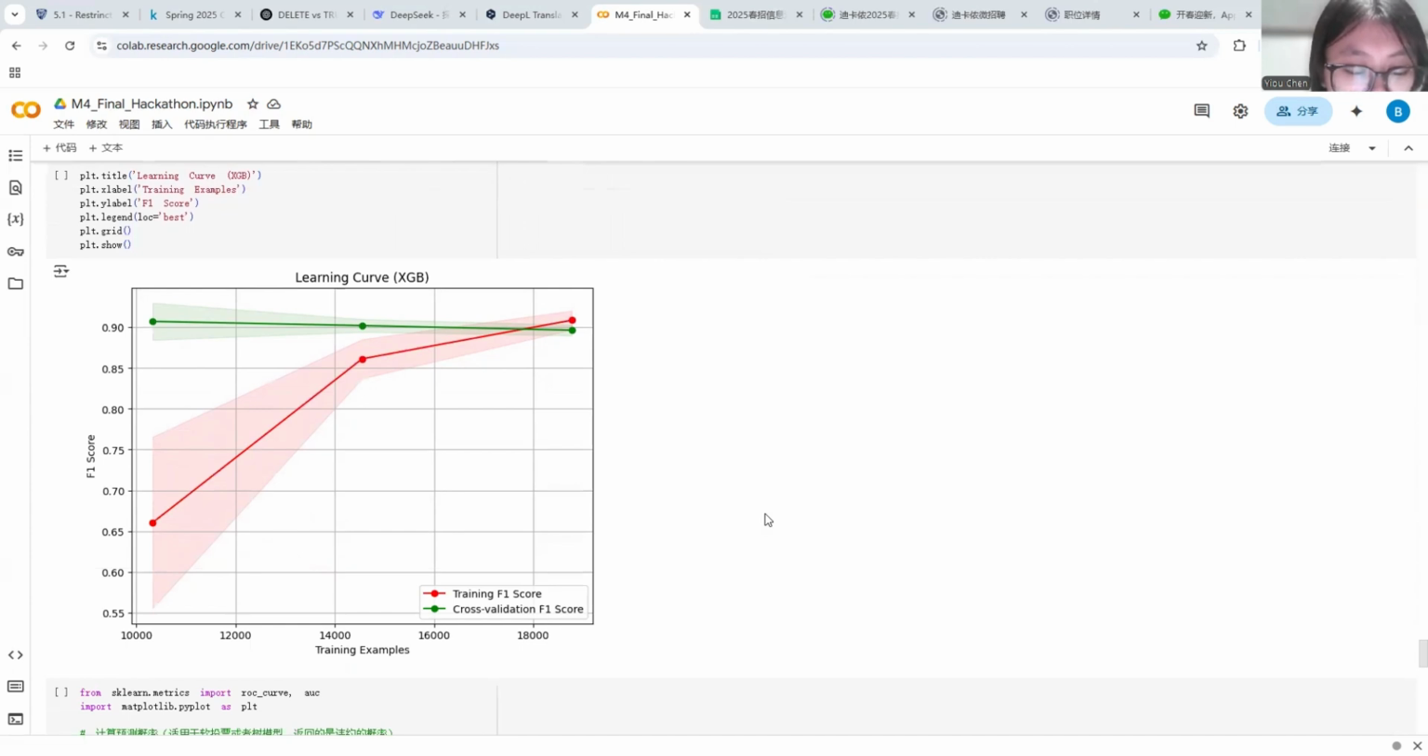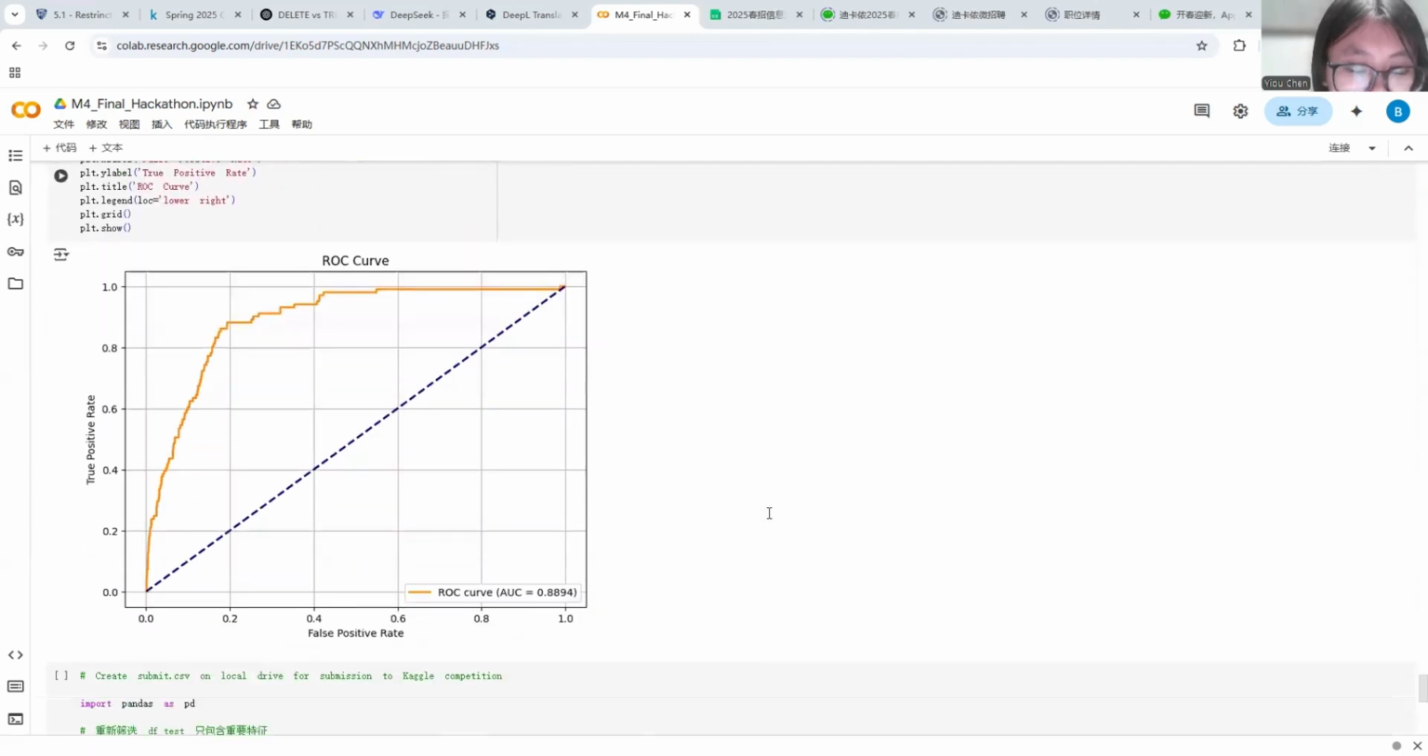The training F1 score, which is the red one, starts lower and increases steadily, converging with the cross-validation F1 score, which is the green one, as the number of training examples increases. The narrowing gap between the two curves suggests improved generalization, confirming that the model is neither underfitting nor severely overfitting.